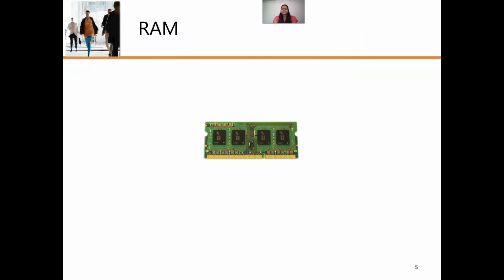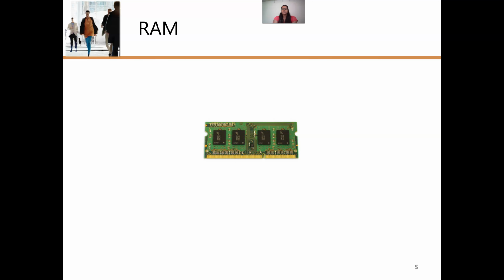The random access memory, which is also called RAM. This memory holds the information you're working with while the computer is turned on. Once you turn the computer off, all the information that is in the RAM will be gone.